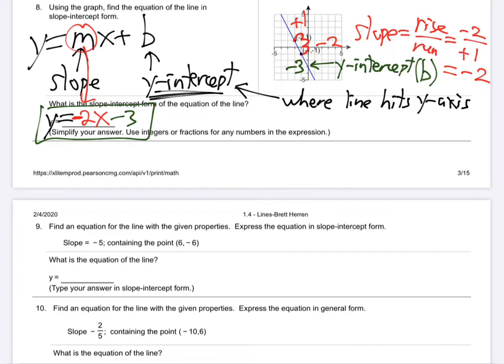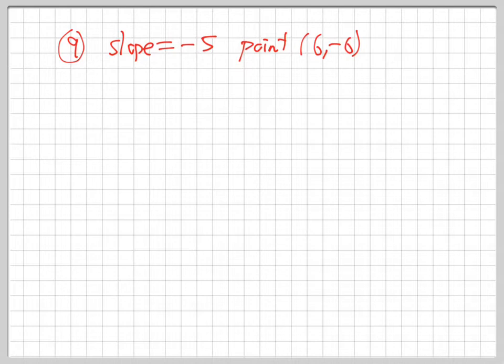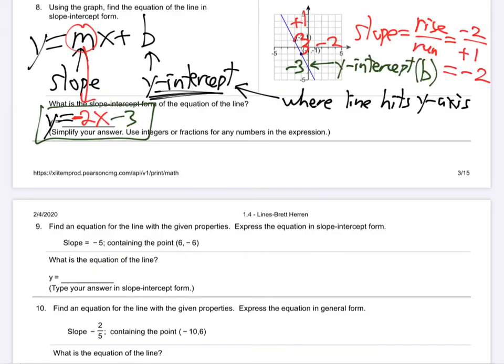Okay, let's try number 9. They're giving me slope and point. So let me make that bigger for you. What's the slope? Slope is -5, 6, -6. Okay, so now there's no picture. There's no graph, no picture. They're telling me the slope, and they're telling me a point. And what they want is the equation, I think. Let me go back and double check. They want the equation of the line. Yeah, right. Okay, that's what we got to do.